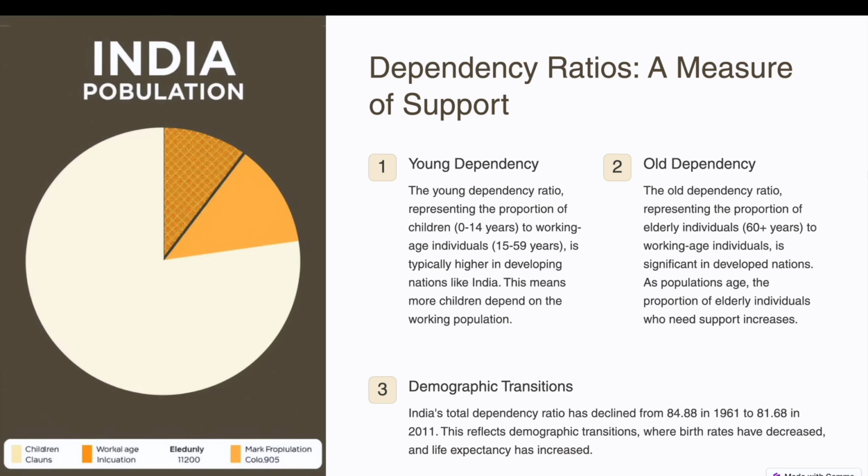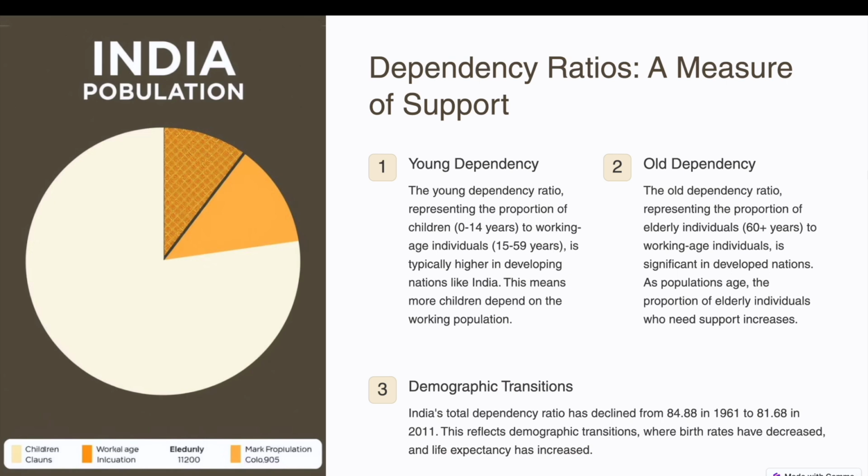In India, we're seeing a decline in the young age dependency ratio, which means fewer children depend on working adults. However, there's a noticeable increase in old age dependency as more elderly people are living longer. But due to India's large working age population, the overall dependency ratio remains moderate.